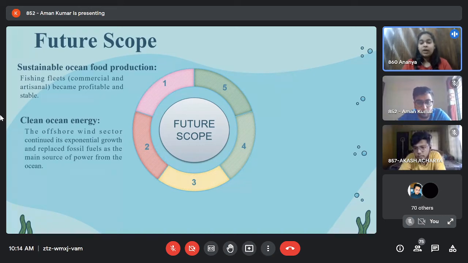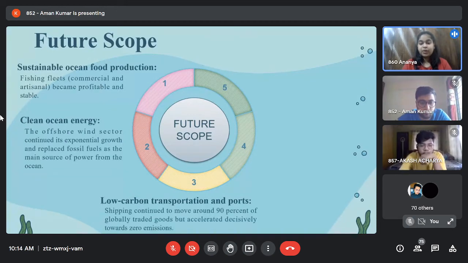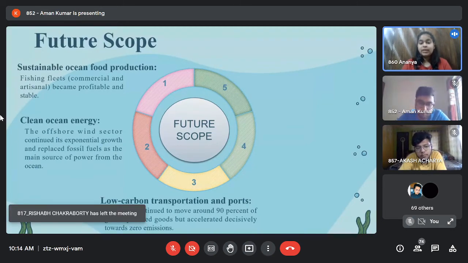Now, low carbon transportation and ports. Shipping continued to move around 90% of global trade growth while accelerating its progress towards zero emission. A combination of efficiency measures, together with the introduction of new fuels such as green ammonia or hydrogen, led to a net zero global shipping fleet.